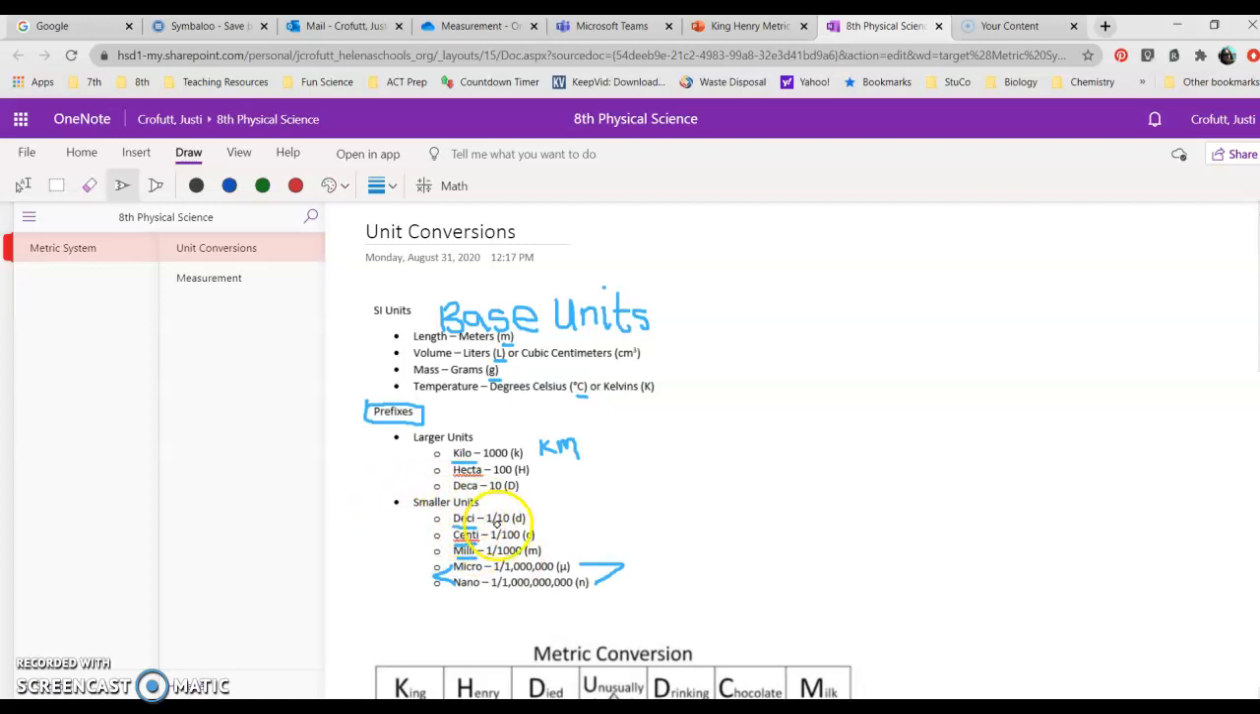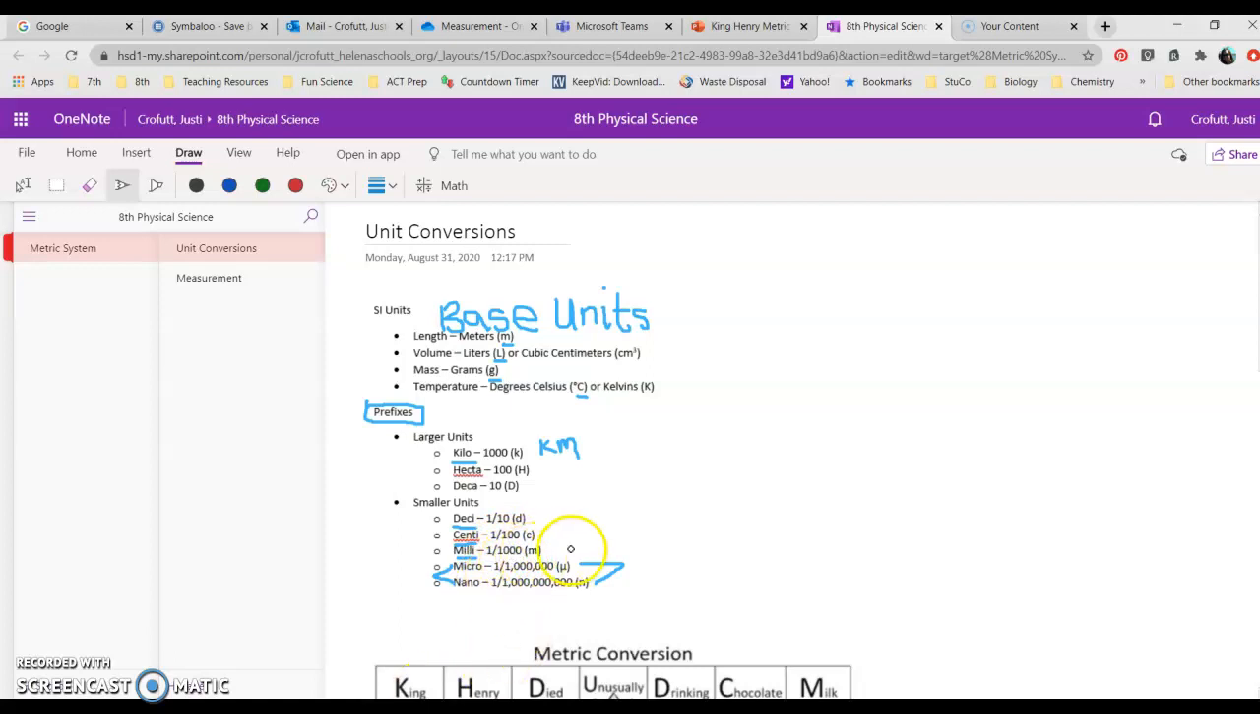A decimeter is smaller than a meter. We basically have 10 decimeters in 1 meter, so it's 1/10 of a meter. A centimeter is 1/100th of a meter, so we have 100 centimeters in 1 meter. A millimeter is 1/1000th of a meter. If we were to take a meter and divide it up 1,000 times, that would be a millimeter.